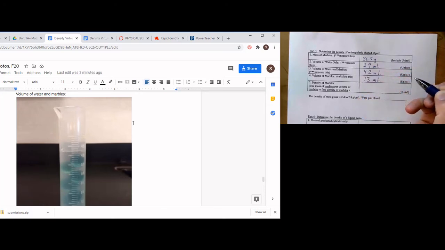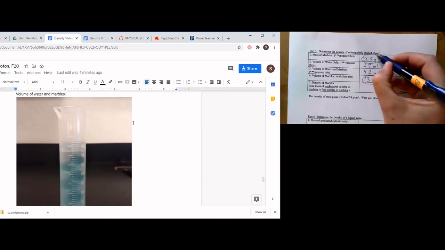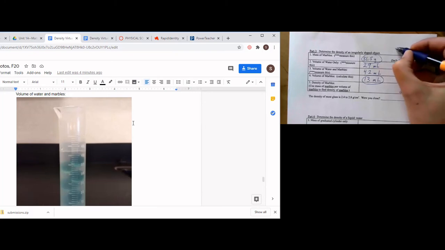Now we are ready to calculate the density of the marbles. Notice we have a lot of different volumes here. How do we know which one to use? Well, we're finding the density of the marbles, not the water and the marbles. So we need to use the volume of the marbles and the mass of the marbles to calculate that.